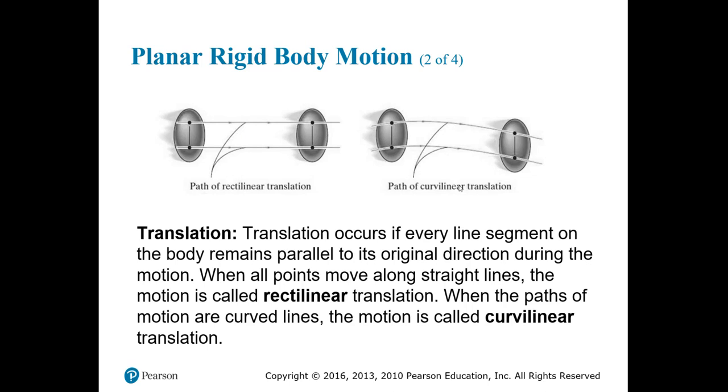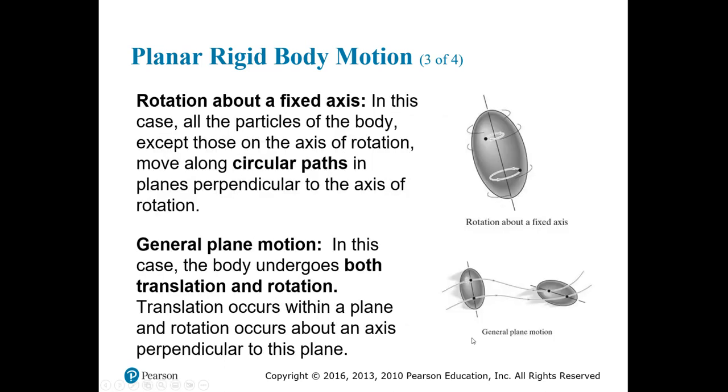Translation occurs if every line segment on the body remains parallel to its original direction during the motion. When all points move along straight lines, the motion is called rectilinear translation. When the paths of motion are curved lines, the motion is called curvilinear translation.